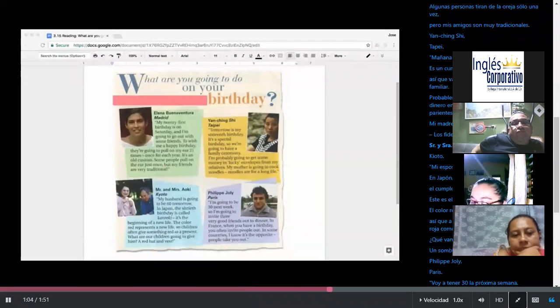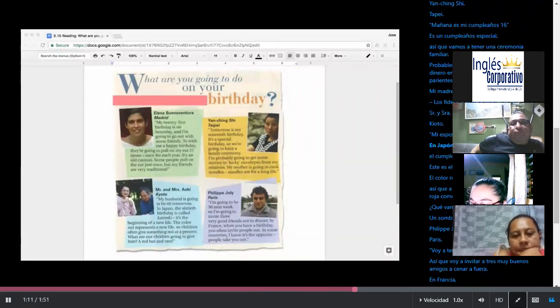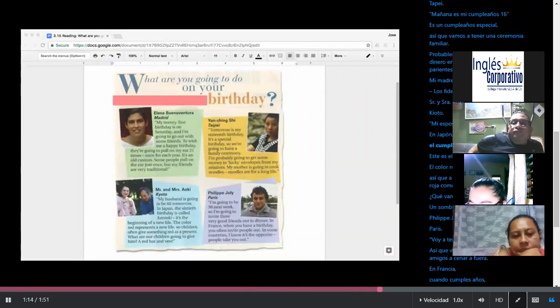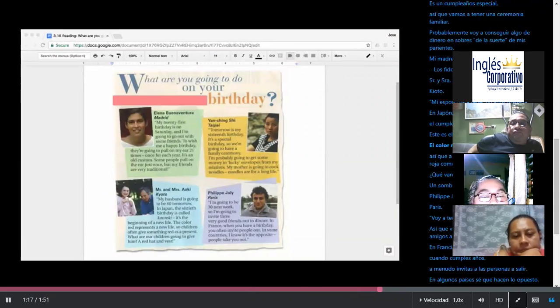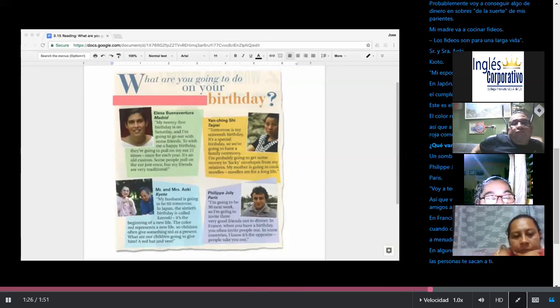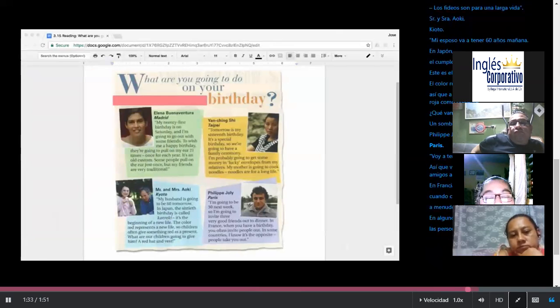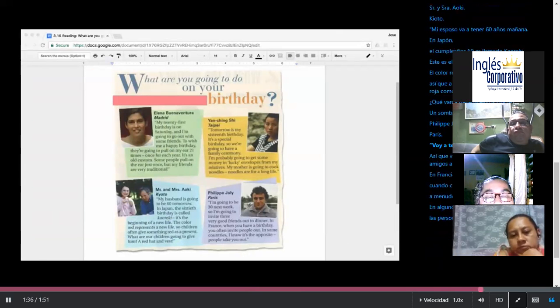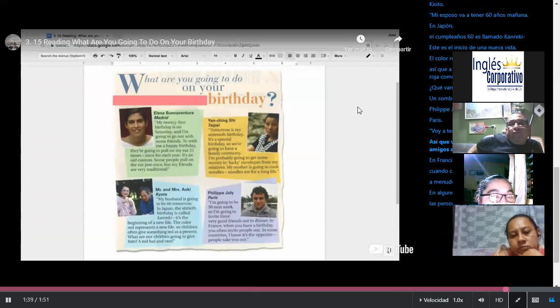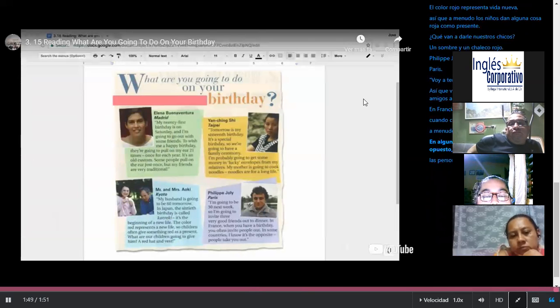Mr. and Mrs. Aoki, Kyoto. My husband is going to be 60 tomorrow. In Japan, the 60th birthday is called Kandeki. It's the beginning of a new life. The color red represents a new life, so children often give something red as a present. What are our children going to give him? A red hat and vest. Philippe Joly, Paris. I'm going to be 30 next week, so I'm going to invite three very good friends out to dinner. In France, when you have a birthday, you often invite people out. In some countries, I know it's the opposite. People take you out.